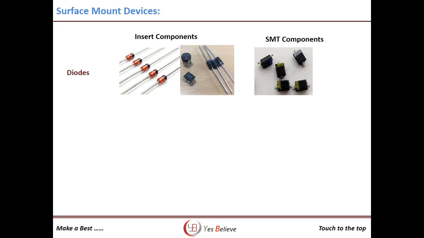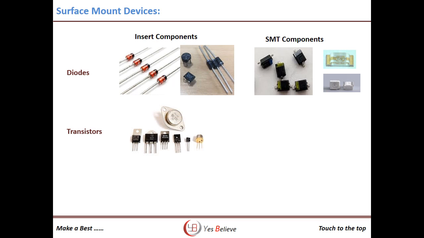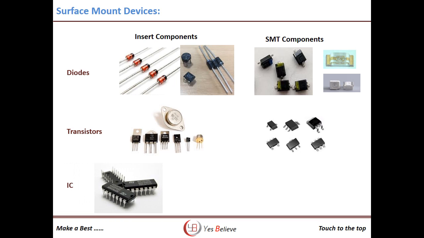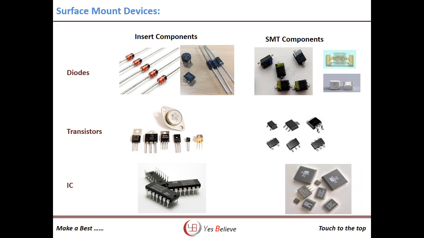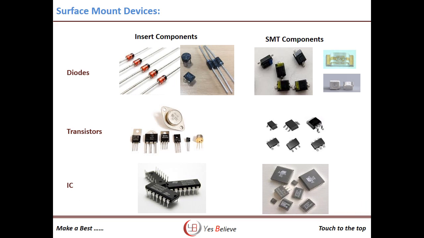Let's check how SMD diodes look. These are the different types of transistors with 2, 3, 4 or 5 leads. The SMD devices may have short pins or leads of various styles, flat contacts, and a matrix of solder balls or terminals on the body of the components.